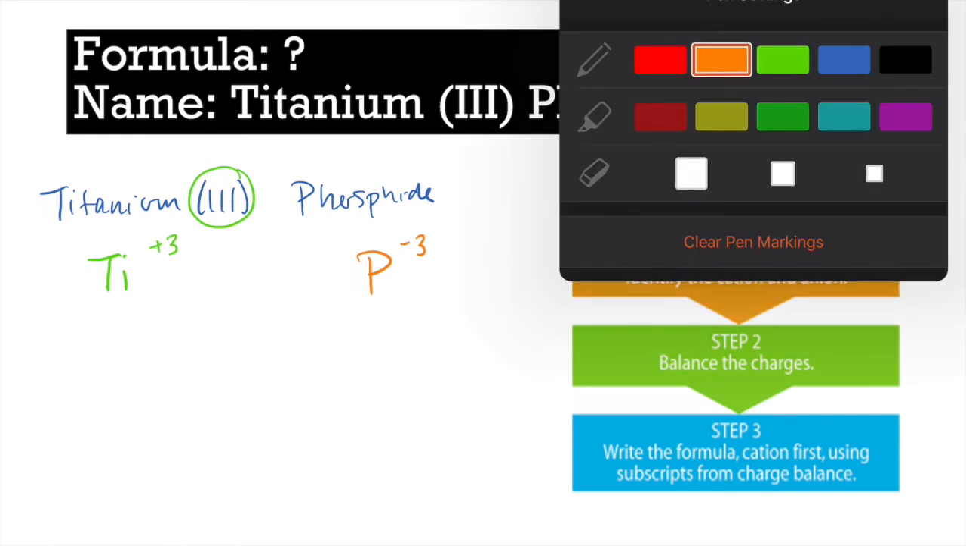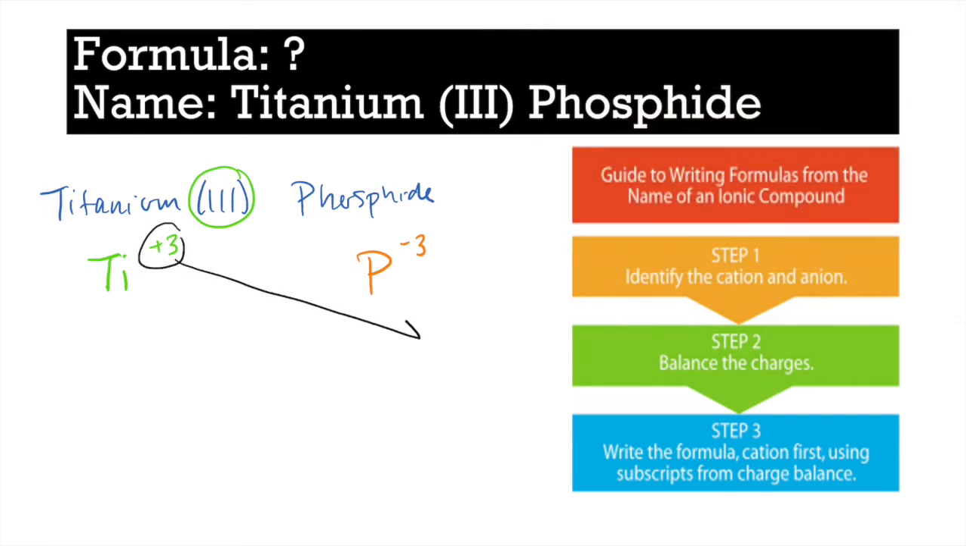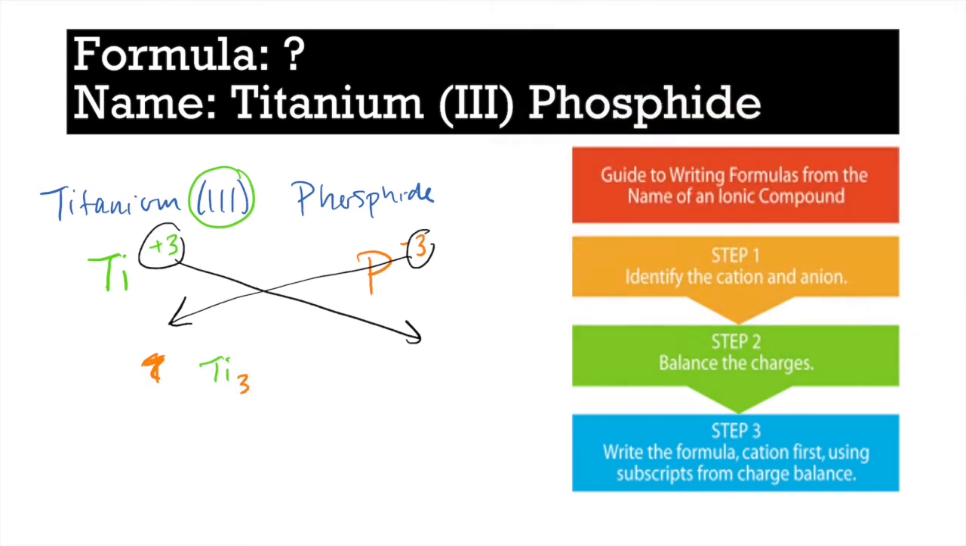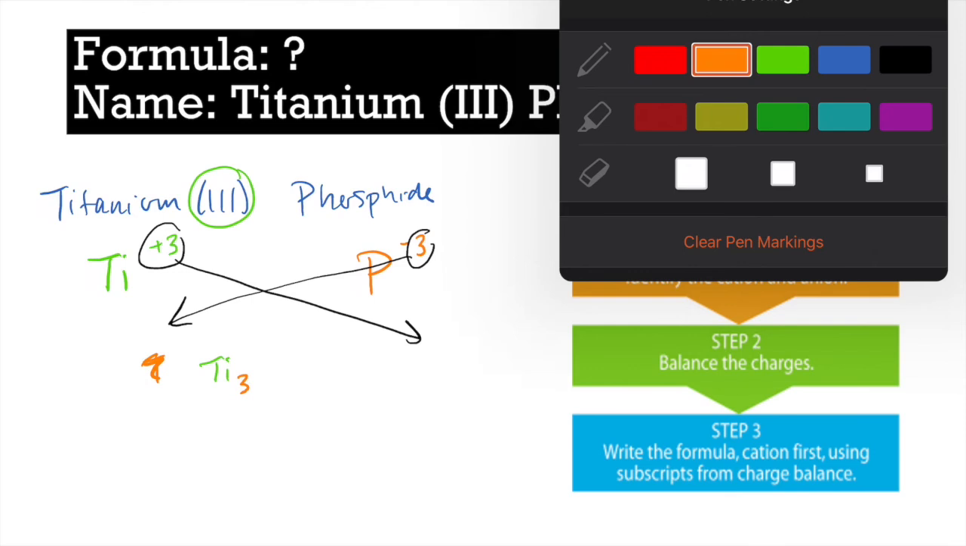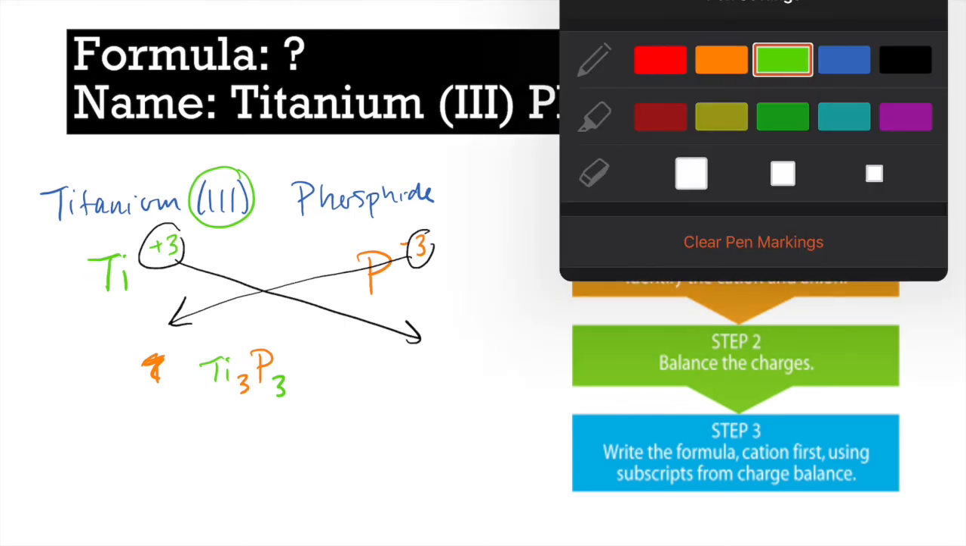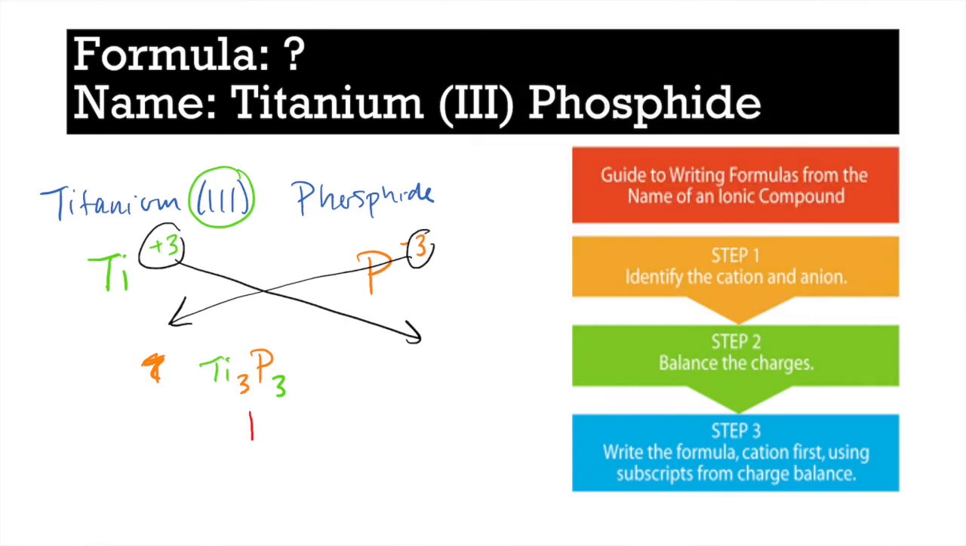So then what you do is like what we did before: crisscross, crisscross. So you get Ti, use different colors, with that little 3 that came down from phosphorus, and you have, still using orange, phosphorus with that little 3 that came down from titanium. But remember, you want to simplify. So both those things are divisible by 3. When you simplify, you get TiP, and that is it.